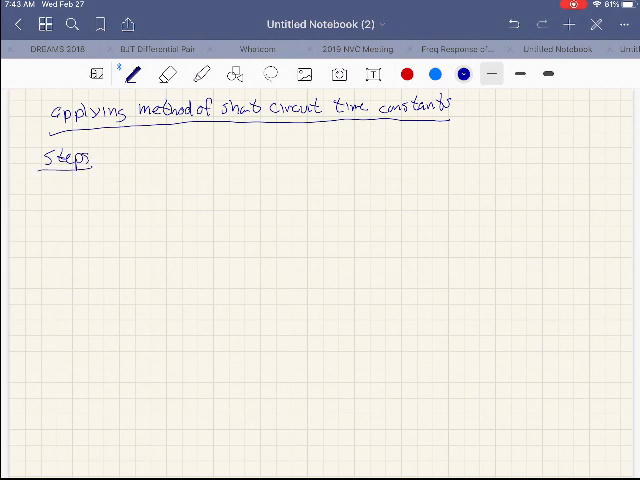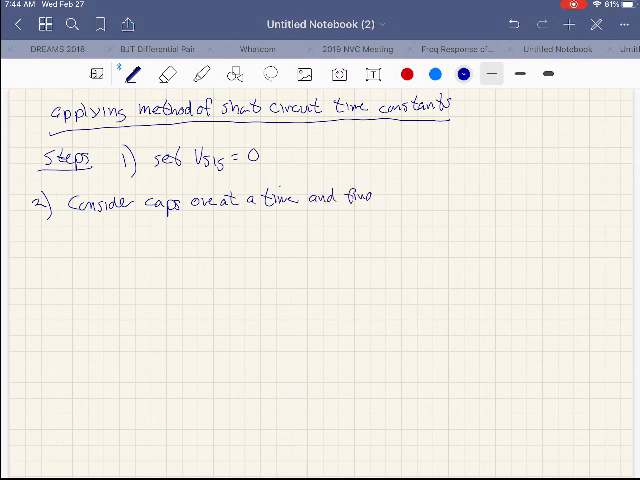Again, you need to just follow the procedure. First step, set the source to 0. Second step, you consider each of those caps one at a time, and find the time constants. For CC1, let's look at that first.